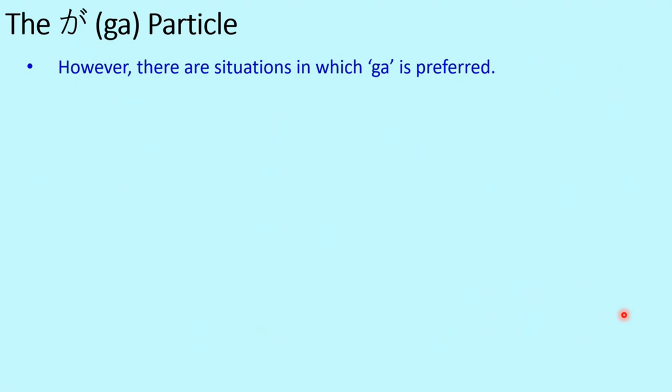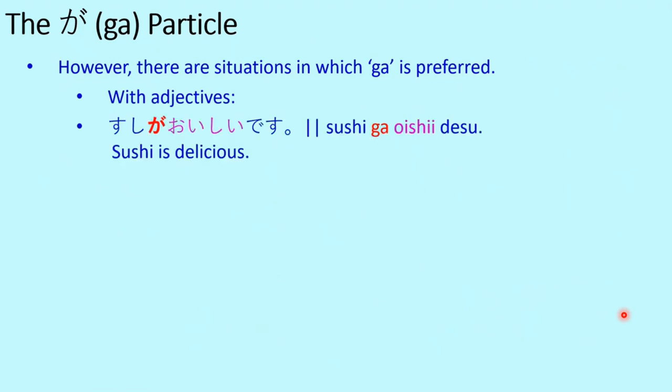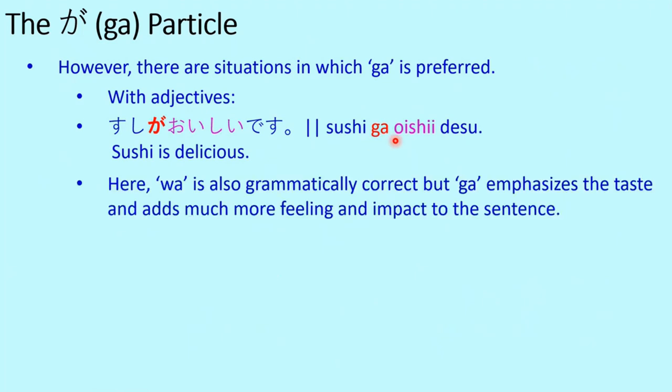Another situation where ga will be preferred is with adjectives. For example, sushi ga oishii desu. Oishii means delicious. Sushi is delicious. So here, with the adjective oishii, we will use ga. Sushi wa oishii desu is also grammatically correct, but ga emphasizes the taste and adds much more feeling and impact to the sentence. So ga is preferred here over wa.